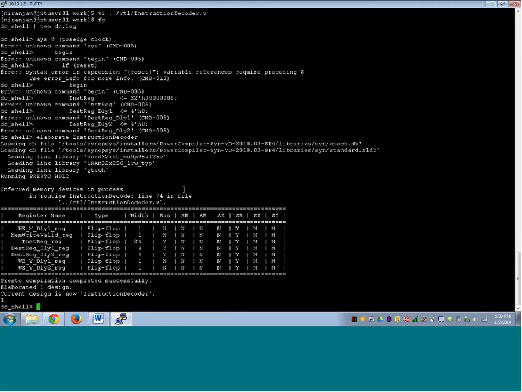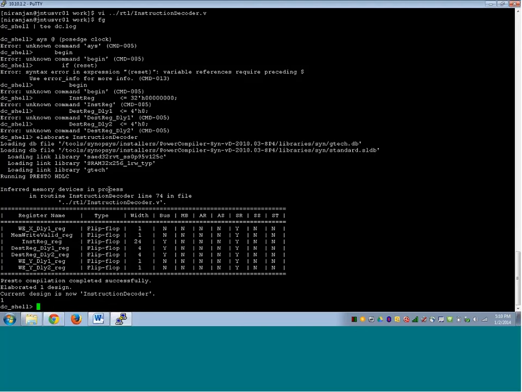Now what happens? The earlier analyze command just checked the syntax of the RTL file. It did not do anything else. The elaborate command will now run a lot of rules here. It will now try and map the design to the GTECH components. That's what elaborate does. Please go back and read about elaborate. It will try and map your RTL design to the GTECH components, the technology independent library. So it will do all kinds of inferences.